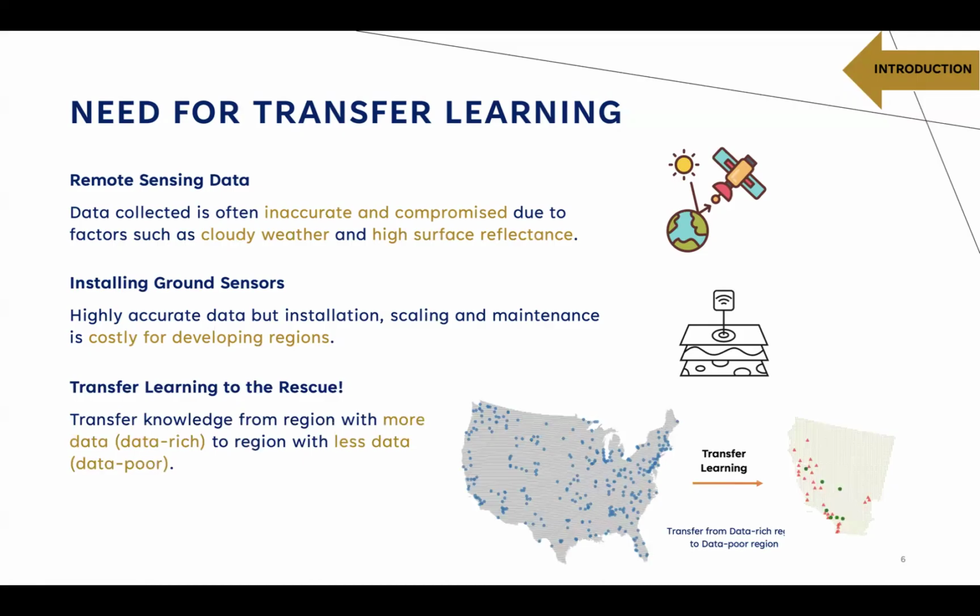And this is where transfer learning comes to the rescue. Since transfer learning is based on the ideology that you can transfer knowledge learned from one task to another task, you can do this in the case of PM 2.5 prediction as well. Basically, you transfer knowledge learned from one region, the data-rich region, to a region with less data, the data-poor region.